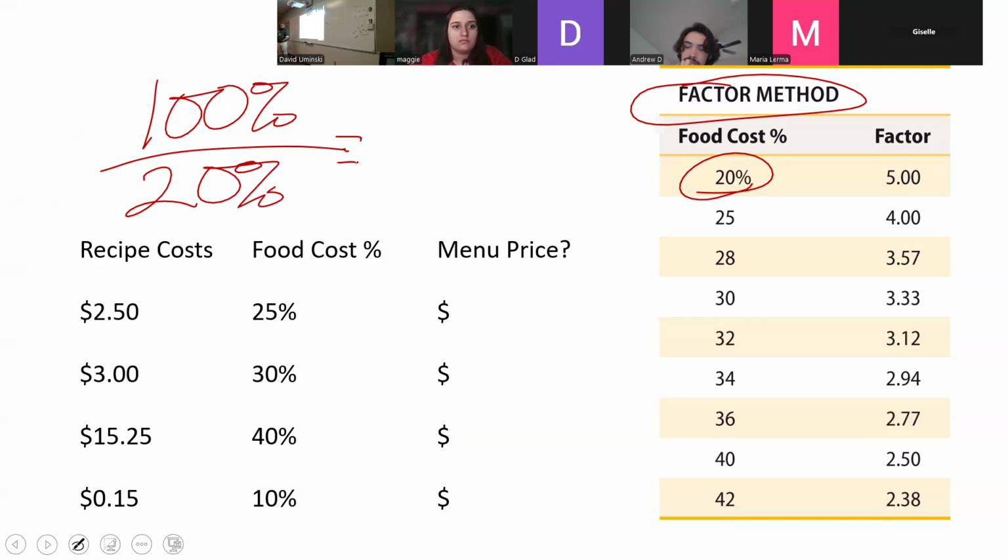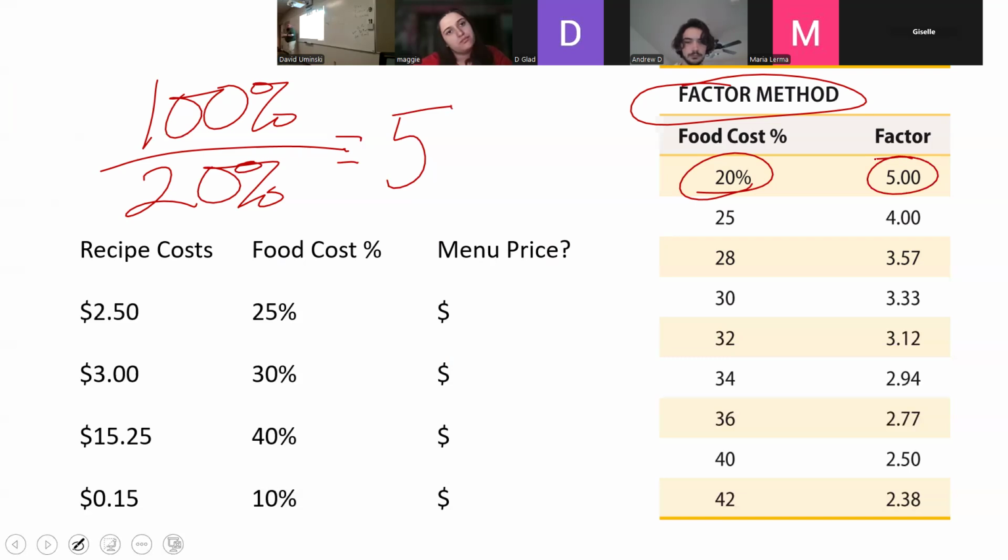100 divided by 20 is 5. My factor is 5. So if something costs me $2 to make, multiply by 5 is $10. I should sell it for $10. This factor method is really helpful when you have a really even number, okay?